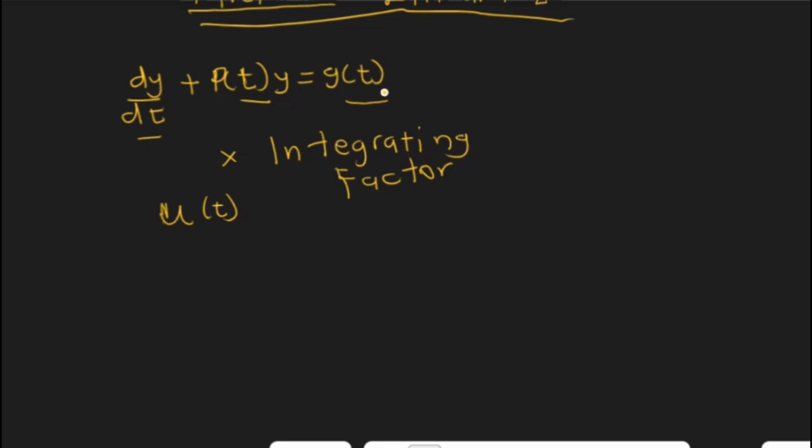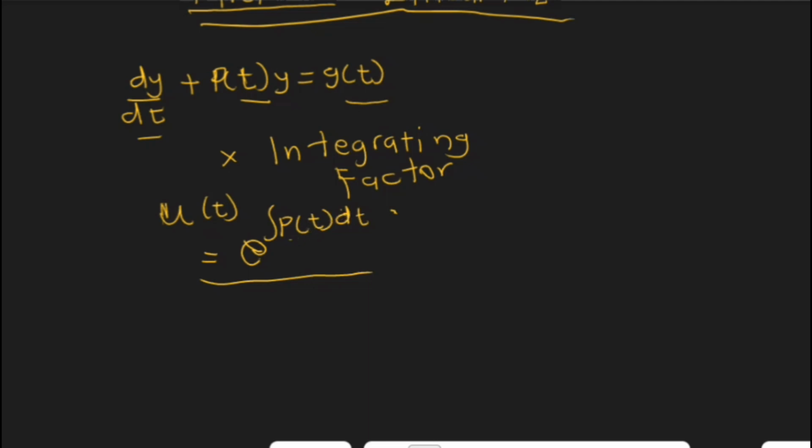The integrating factor mu of t is generally equal to e to the power integral of p of t multiplying dt, then plus the constant k, but that constant has been solved in the derivation of this formula, so let's end here. So always the integrating factor is equal to e to the power integral of p of t dt.